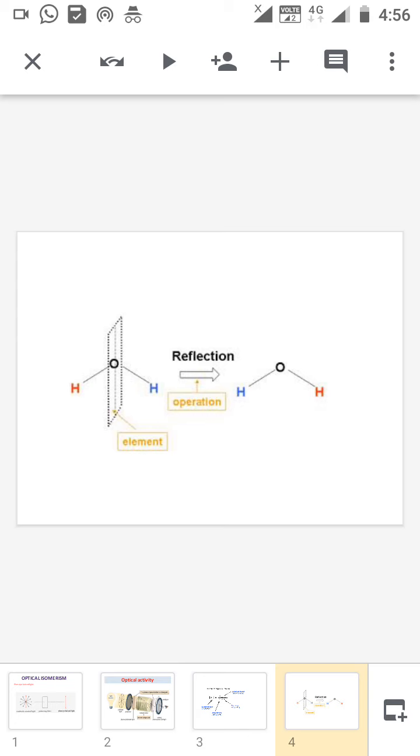For that, first of all we have to find out the molecular formula of the compound. Then you should do all these 4 operations, then find out which operations are possible for this optically active compound. From the operations we can find out whether the molecule is optically active or not.